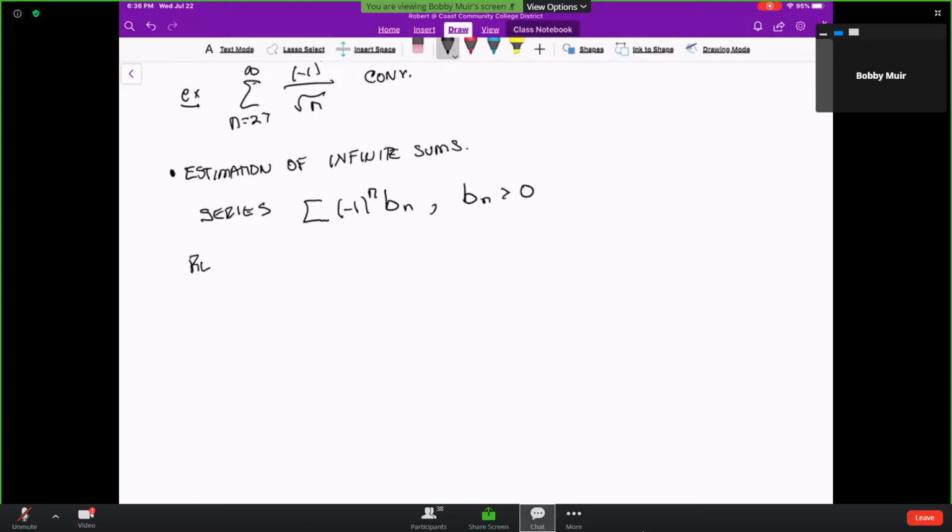Now recall that the nth partial sum, S_n, is equal to the sum from k starting somewhere up to n of (-1)^k b_k. Now what we want to do is call R_n the rest of it. So that's going to be the sum from k = n + 1 to infinity of (-1)^k b_k.